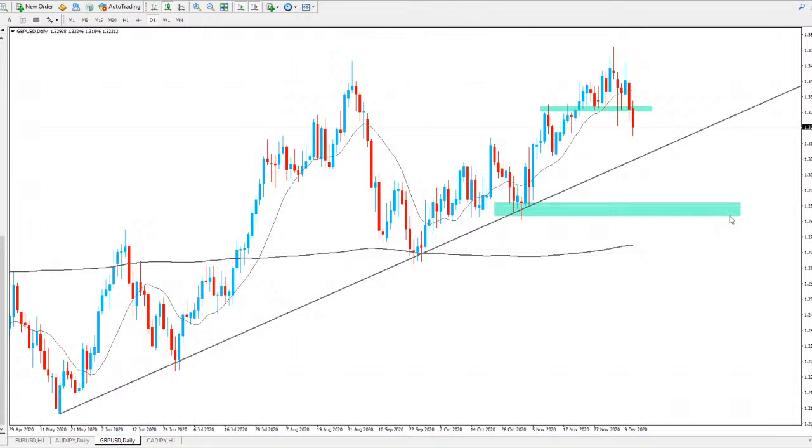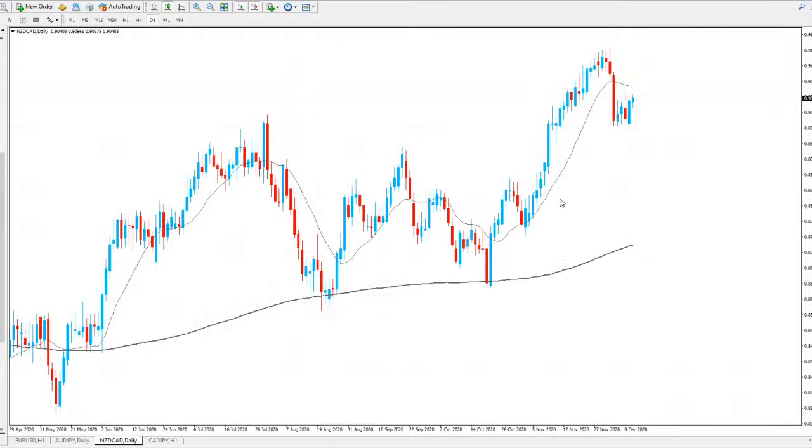Could we come back to that area, or maybe even the 200 average, which is not too far away. So again, expecting price to probably continue to the downside for GBPUSD and probably create some new lows there. Next, we'll take a look at NZD CAD. Now for NZD CAD, we saw a nice move to the downside recently.